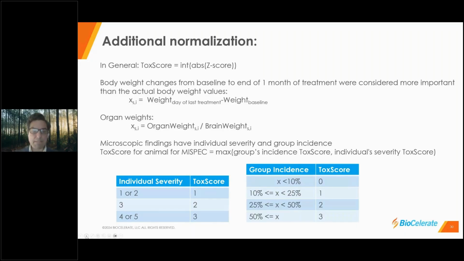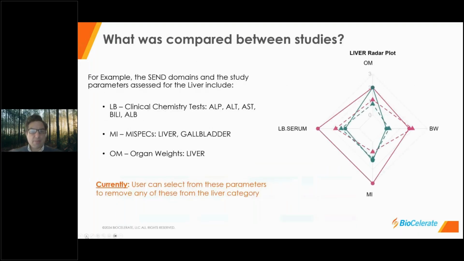The next slide, please. So with these values, we could then create a liver radar plot. We show the summary of all the lab values on one spoke, the organ measurements on another spoke, the microscopic findings on another one, and we decided to throw in body weights as an additional measurement for context. And so the next slide, please.